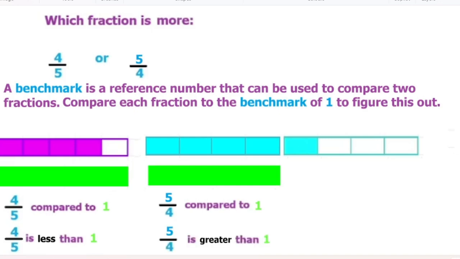So now we can come to the conclusion that because 5 over 4 is greater than 1 and 4 over 5 is less than 1, that would make 5 over 4 greater than 4 over 5. So you can draw that conclusion. Okay? And that's the end of this lesson.